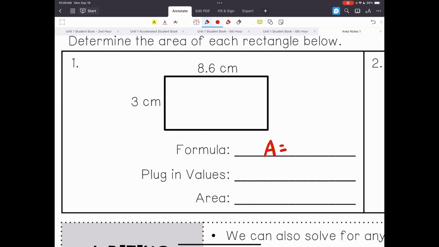Again, we identify the formula for a rectangle, so base times height. Then we're going to identify that even though 8.6 is on the top, opposite sides of a rectangle are equal, so 8.6 centimeters is the base, and then 3 centimeters is the height.